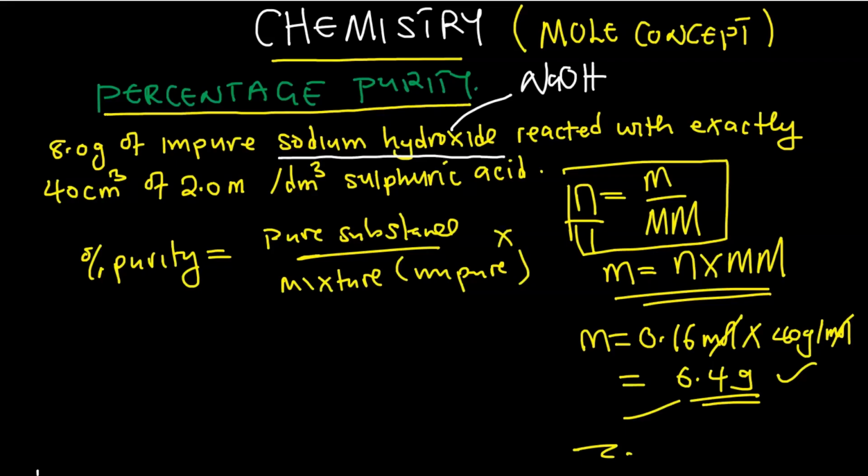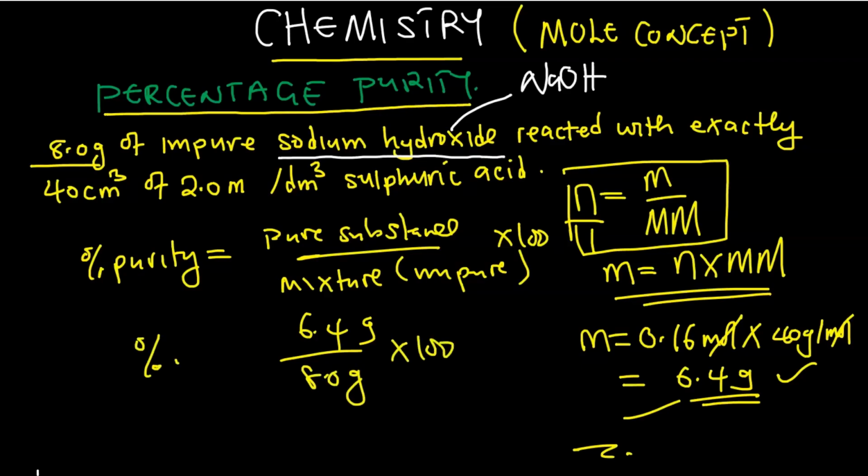So what is the mass? And this one you should multiply by 100. The mass of the pure we found is 6.4. Divided by what is the mass of the impure? It is given in the question, 8.0 grams of impure sodium hydroxide. Multiply by 100, and percentage purity is equal to 6.4 divided by 8 multiplied by 100. You should be able to confirm this gives you 80%. So percentage purity here is 80%.